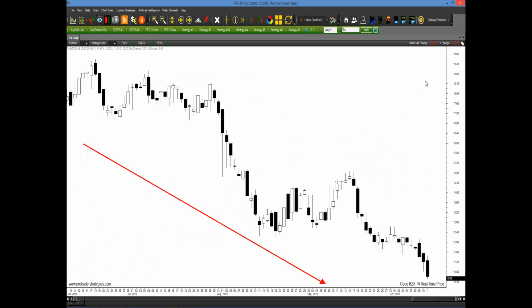All right, another example in TA. Once again, we have no idea how low something will go. We just know what the market is telling us. If the market is telling us it wants to go lower, who are we to argue? We just simply go with it.